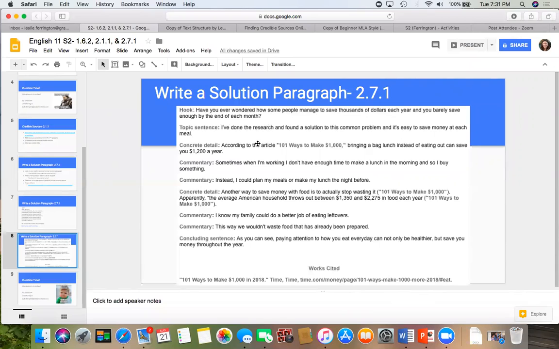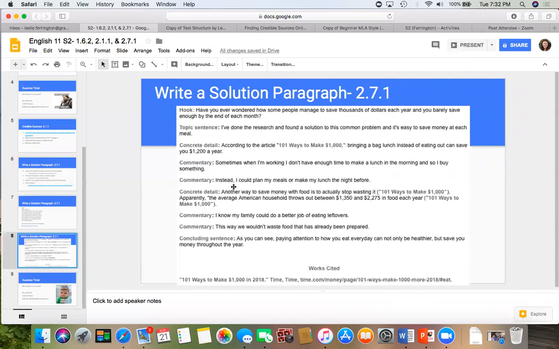Now up here it says, according to the article, 1001 ways to make $1,000, bringing a bag lunch instead of eating out can save you $1,200 a year. Because they didn't put this in quotes, we can assume this is paraphrased, that they didn't actually use the exact words, they're just using ideas. But you can see that this is not the author's last name. And the reason is because there's no author in the citation. They might not have had an author on that website. So because this is the first thing that appears, this is what you're going to put in your citation.